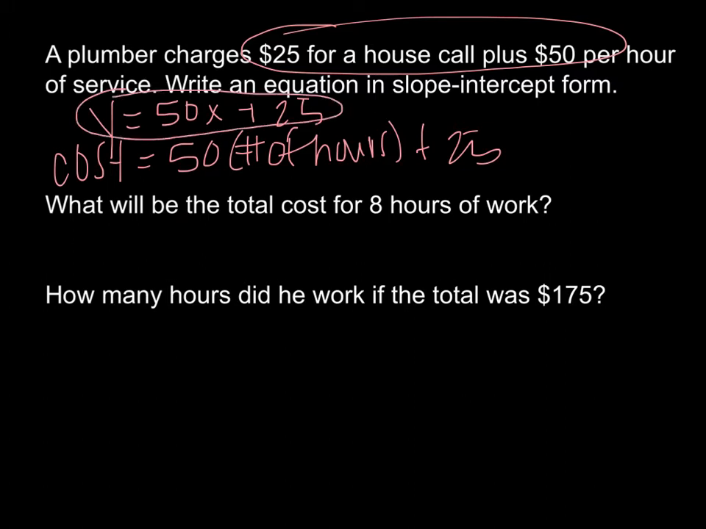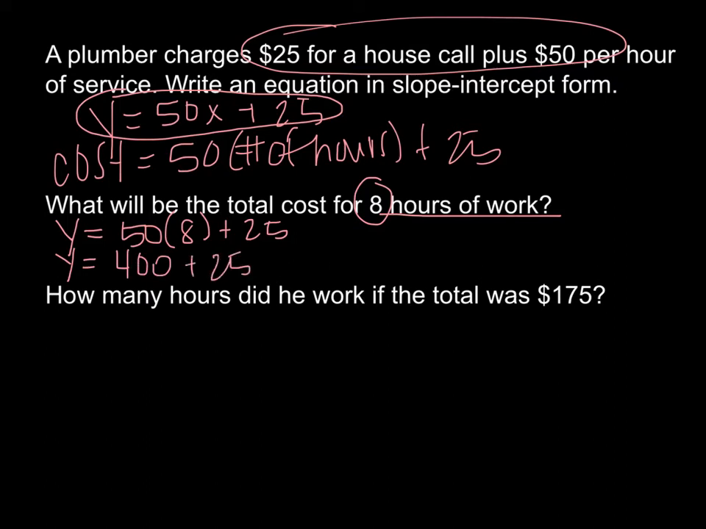So our equation is y equals 50x plus 25. It says, what will the total cost be for 8 hours? We take that equation, but instead of using x, we plug in 8, because 8 represents the number of hours. So y equals 50 times 8, which is 400, plus 25. So y equals 425, or your answer is $425.